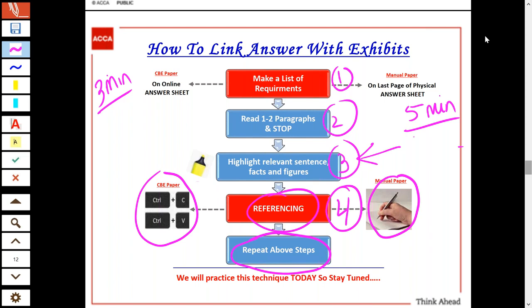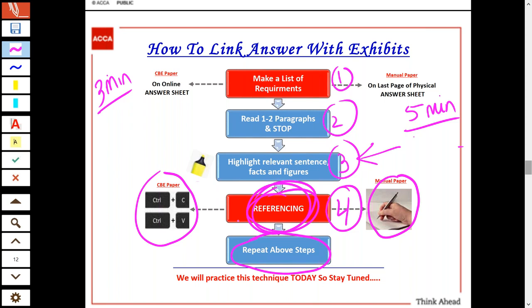All right, guys, done. So I will quickly repeat the referencing bit. Referencing simply means that when we read the exhibits, most of us do highlight or underline the important stuff, right? That's called highlighting or underlining. When I say referencing, what I mean is that you should also write the question number in front of that paragraph. So why have you underlined or highlighted a certain sentence?